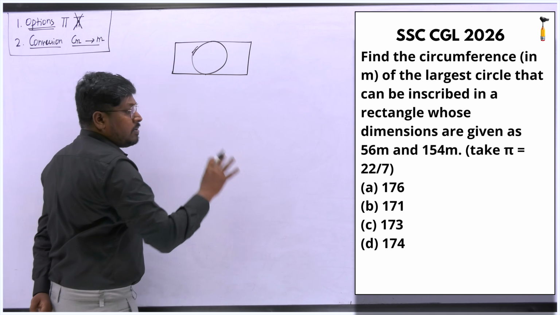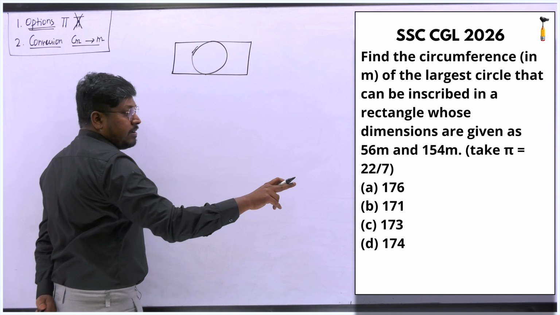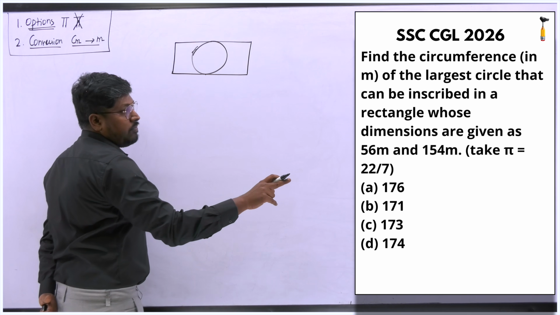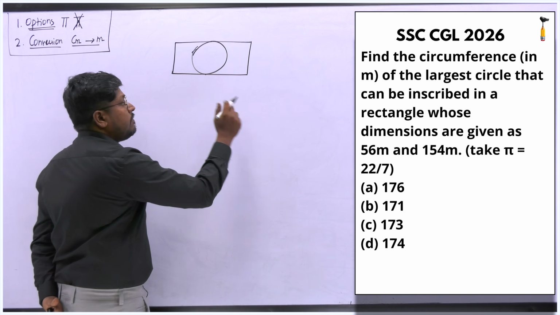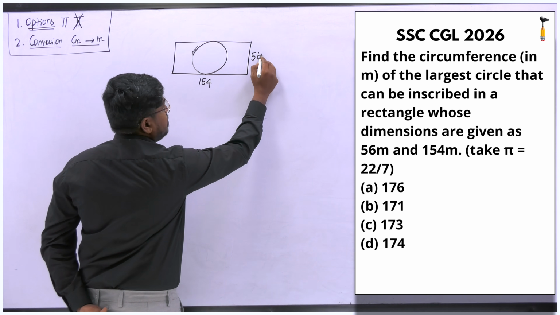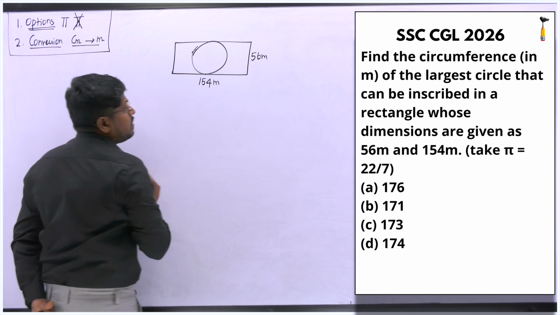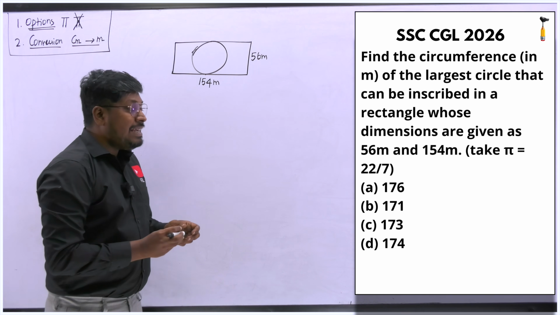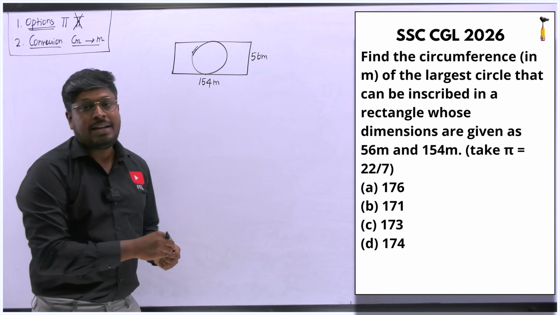And here, according to the question, the values given are for a rectangle whose dimensions are 56 meters and 154 meters. So 154 meters will be the length and the breadth will be 56 meters. These two values are directly given in the question. Based on this, our target is to find the circumference of the largest circle.